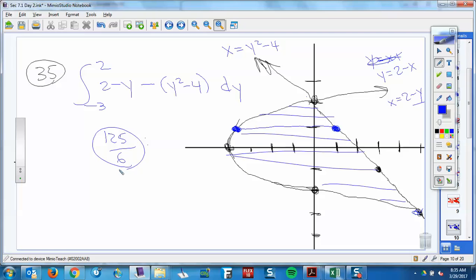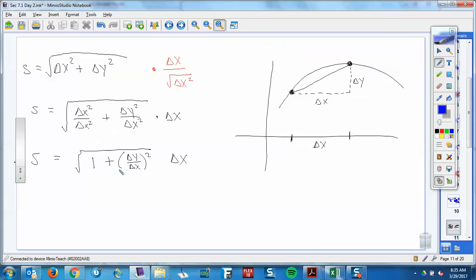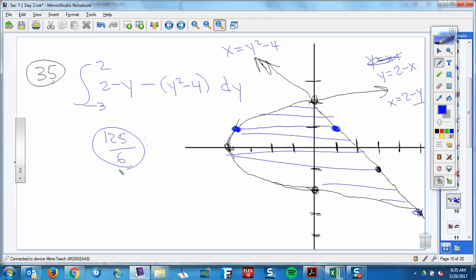Okay? So to me, if I was doing this one, horizontal strips would be a great choice because you already have that equation solved for x. This is an easy one to solve for x. You could do it with one integral instead of having to split it up into 2. Okay?